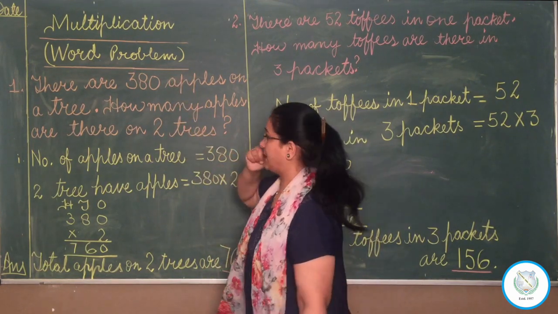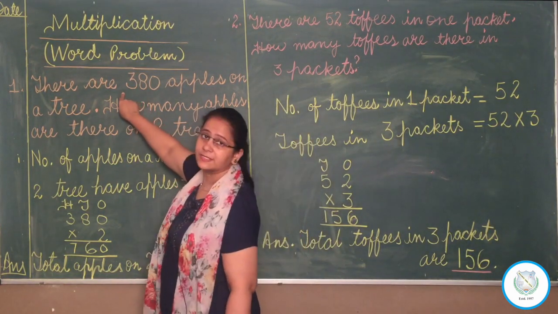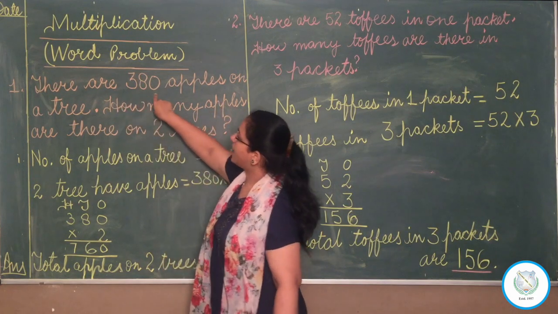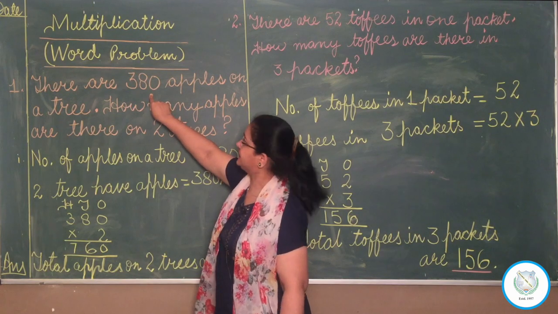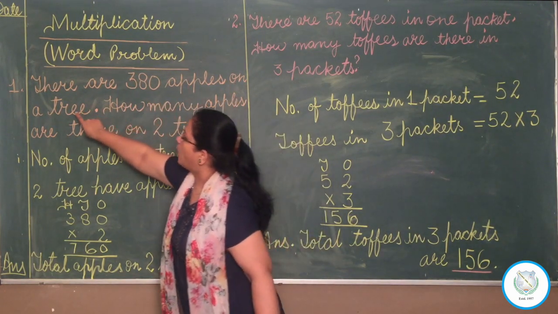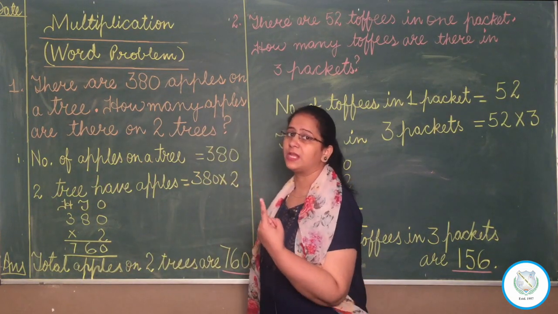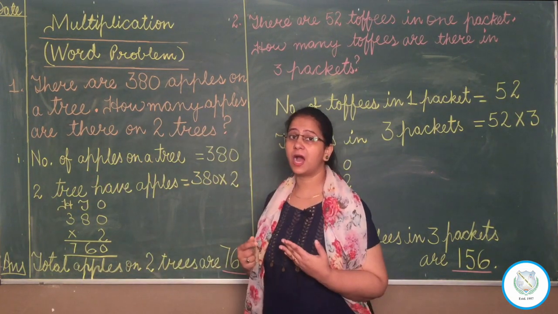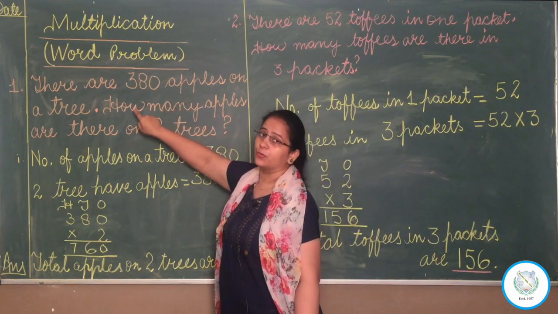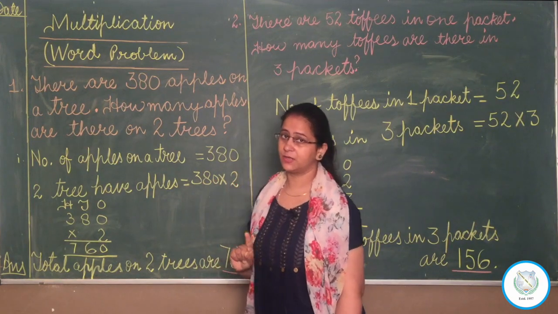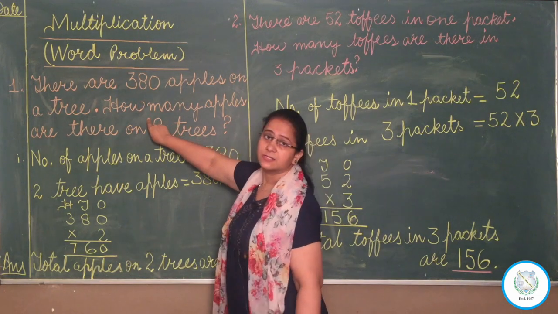Okay children, now see, I have written a few sums here, or a few statements here. See, there are 380 apples. How many apples are there? 380 apples on one tree, on a tree, means there is one tree and it has 380 apples itself. Okay, so now this is the first statement. Understood this statement? Now we will go to another sentence.